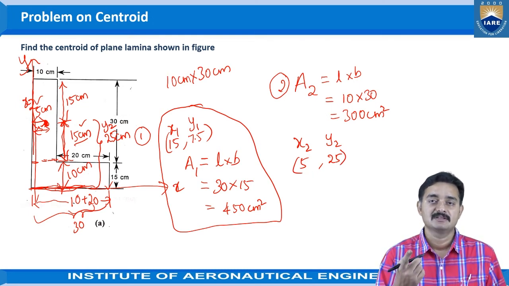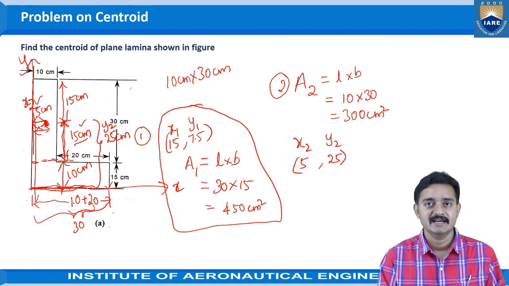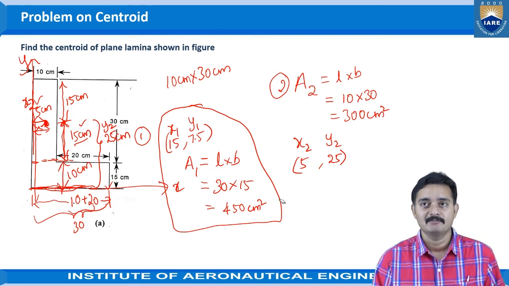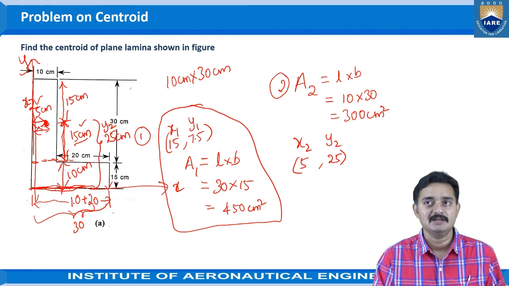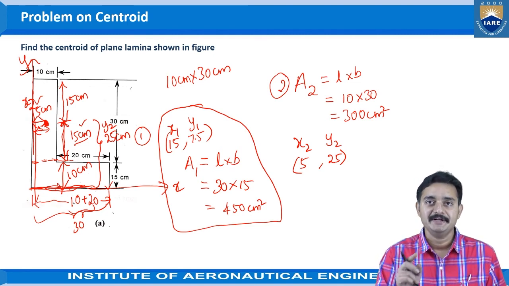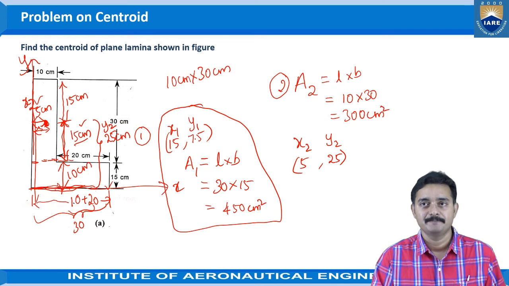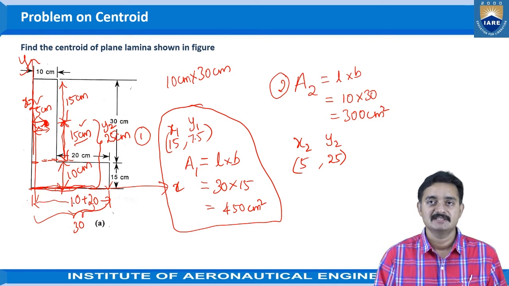So this is the centroid distance from the reference axis. Now we have obtained the values of areas of both the individual rectangles and the centroids of both the individual rectangles with respect to the reference axis. Now directly we can apply the centroid formula used in the simple case, and substituting these values in the centroid formula, you will get the complete complex section's centroid. So that we will see now.